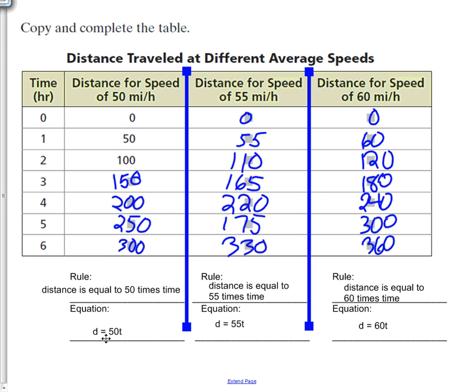Now to shorten that up, letters, numbers, and an equal sign. Distance turns to D. Equal to turns to an equal sign. 50 stays the same. Times time turns to T. I chose T as my letter. And I just put it right next to each other because that means multiply anyways. So D equals 50T. D equals 55T. D equals 60T. Got all those answers. I want you to write them down, pause the video if you need to.